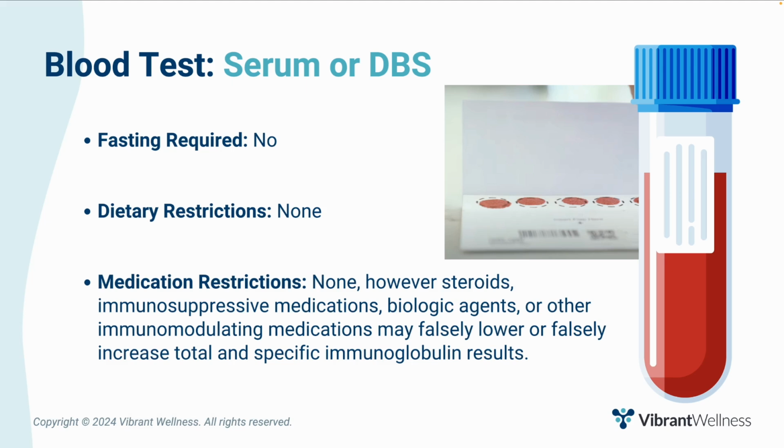The Viral Infections Panel is a blood test that can be collected via venipuncture or dried blood spot. Fasting is not required, and there are no dietary or medication restrictions. However, as with all antibody testing, patients taking steroids, immunosuppressive medications, biologic agents, or other immunomodulating medications may have falsely lower or falsely increased total and specific immunoglobulin results. More on this when we get to the complementary tests.